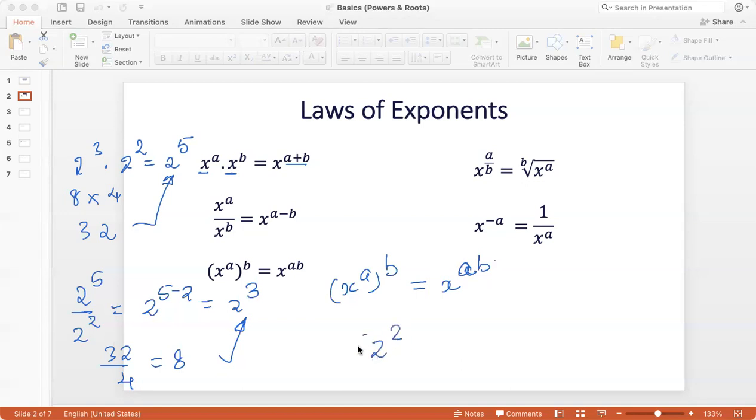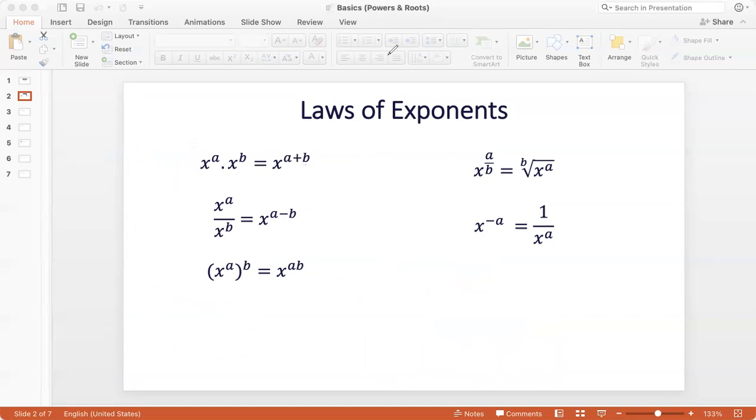So 2 to the power 2 whole cube will be 2 to the power 6. Now let's see, 2 square is 4, and 4 cube is 64, and 2 to the power 6 is 64, right? So it's important to understand that here I was taking one number and then taking the whole number and raising it to another power, right? And so the exponents get multiplied.